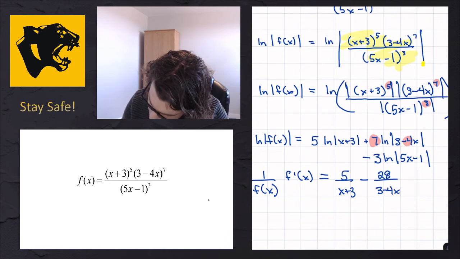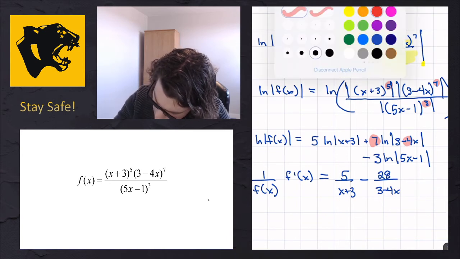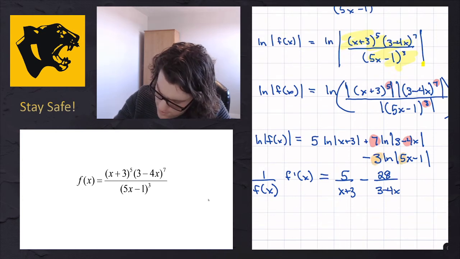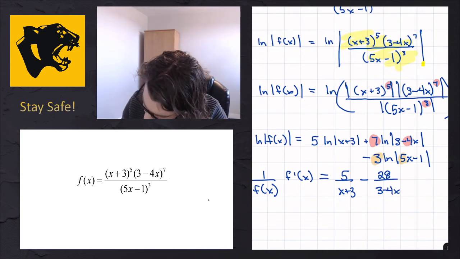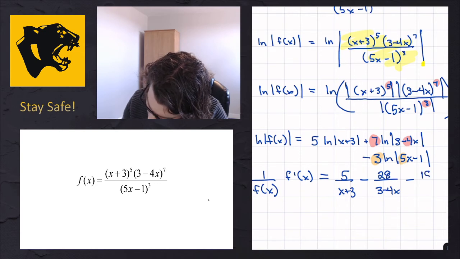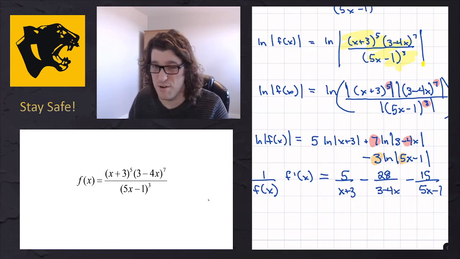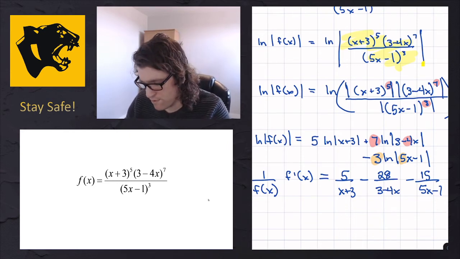Next up, I'm going to have the 5 from this part right here, and the 3 from this part right here, the negative 3, I guess. So I'm going to have minus 15 over 5x minus 1. And so the derivatives there are very short and very straightforward.